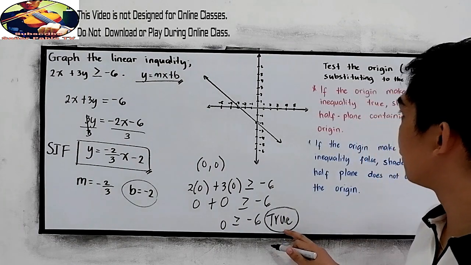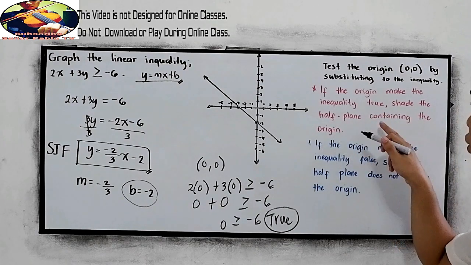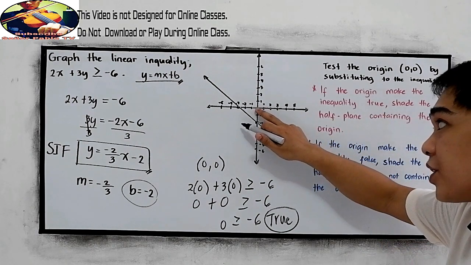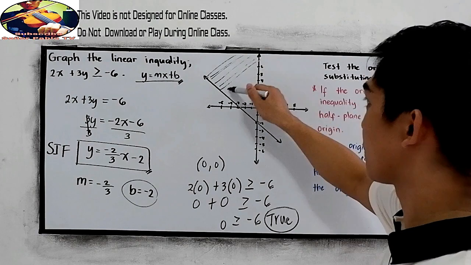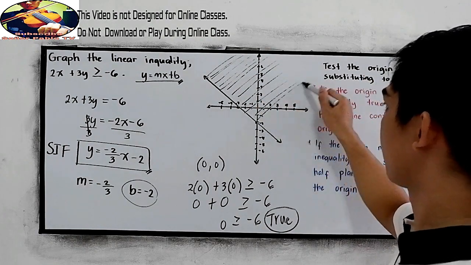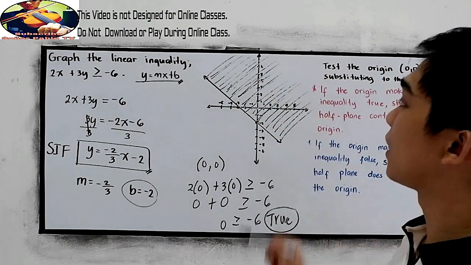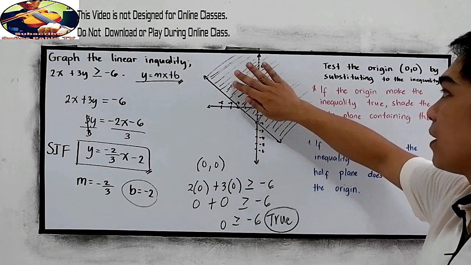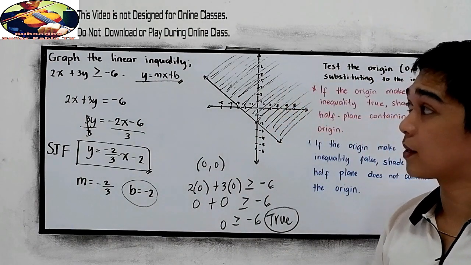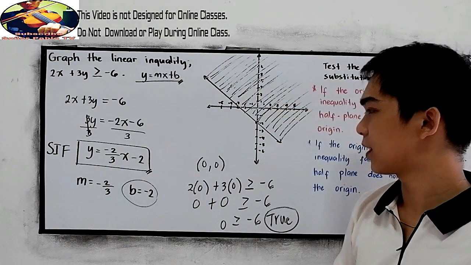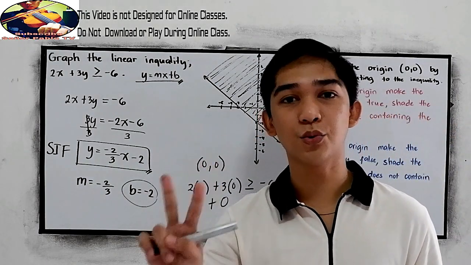Okay. Since true, if the origin makes the inequality true, shade the half plane containing the origin. So we will shade this part. Okay, this will be the graph of our inequality. That means all the shaded part satisfies our inequality 2x plus 3y greater than or equal to negative 6. So that is the graph of a linear inequality in two variables.